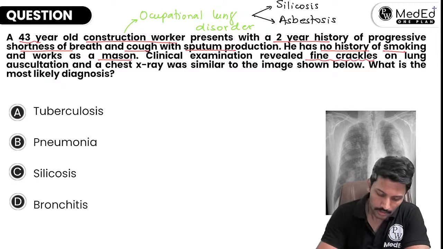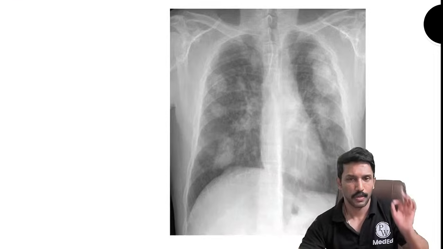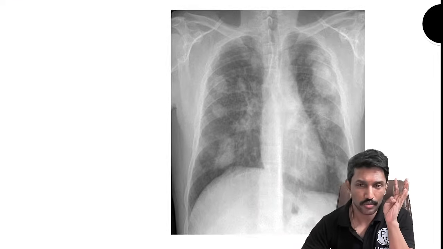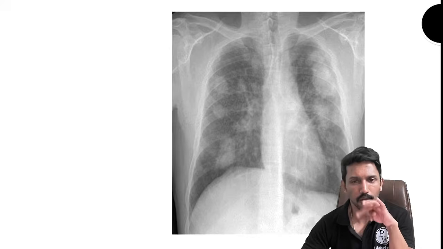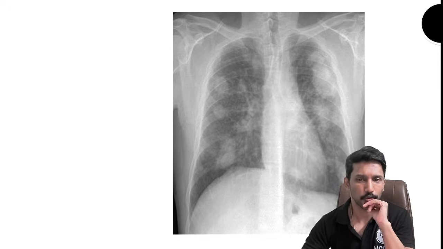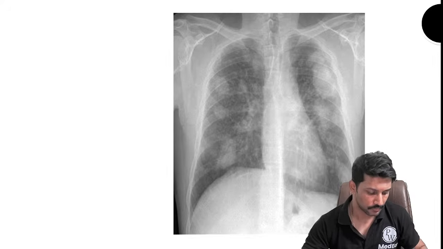Okay. So now you look at the X-ray and tell me what you think. We have come down to the differential diagnosis of silicosis, asbestosis and tuberculosis. He is working in the construction industry, not the coal industry, so I'm not thinking about coal workers' pneumoconiosis for sure.